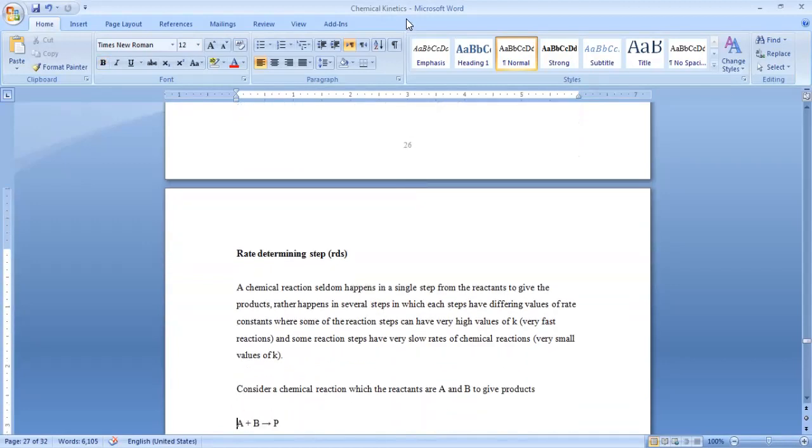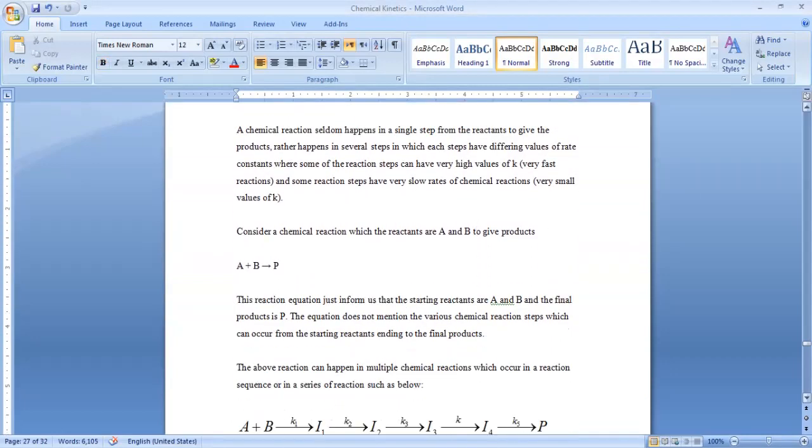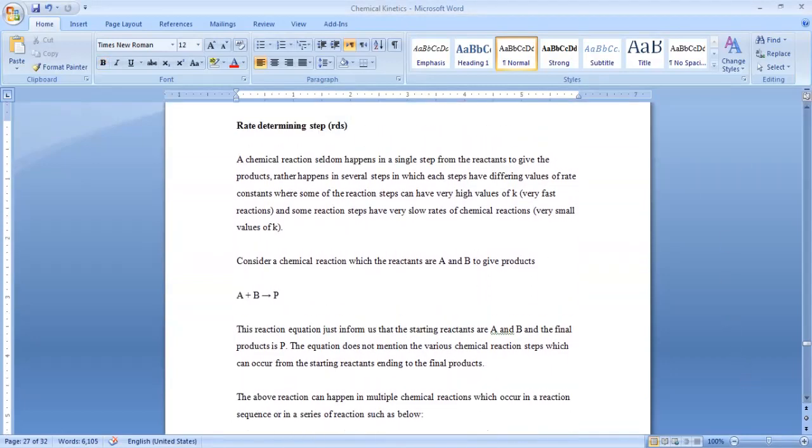Okay. So now we go into the rate determining step. We have seen, for example, that a chemical reaction does not occur in a single step. Only very rarely do some chemical reactions occur in a single step. But most of them occur in multiple steps.